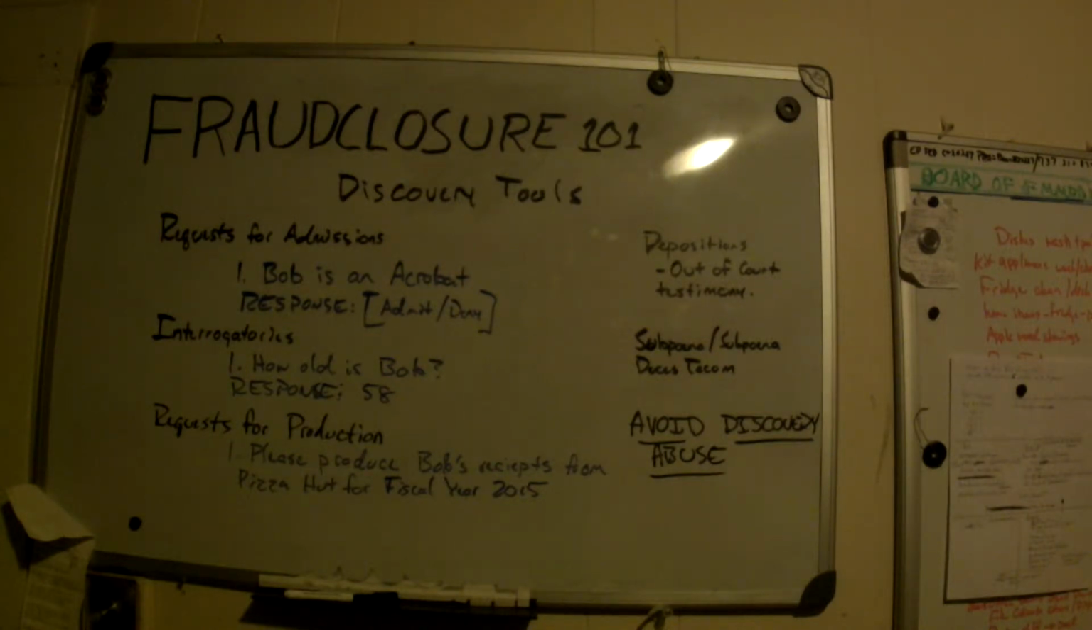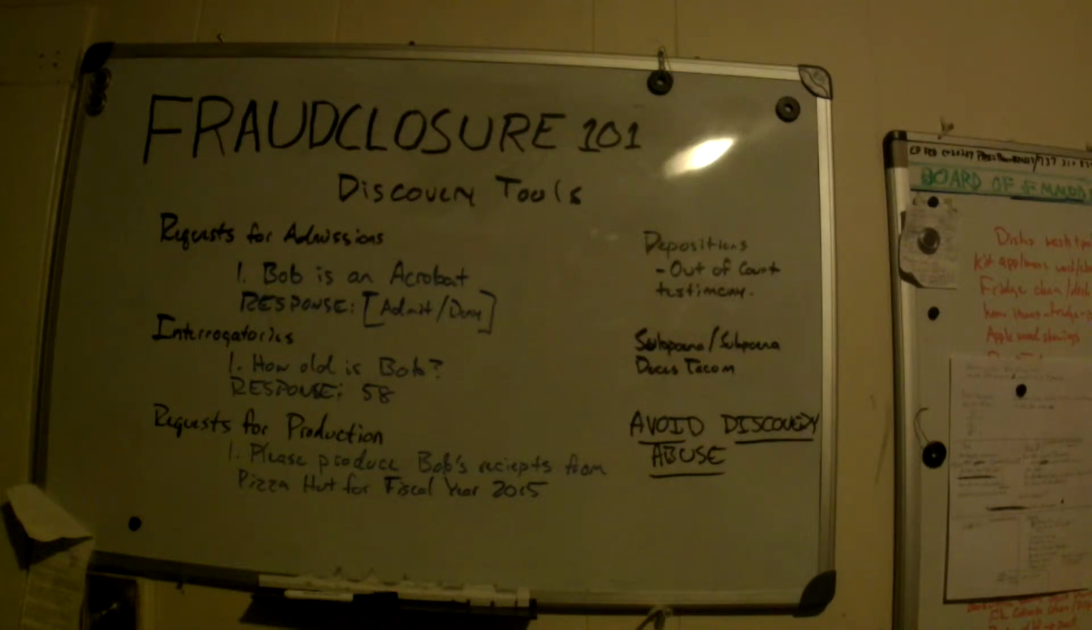Now, with that said, we have first one, requests for admissions. Requests for admissions are very simple. They're a statement that the opposing party can admit, deny, or object to on whatever grounds. Discovery objections are a different discussion, but basically, we're just doing this to familiarize you with the different possibilities for discovery that are out there. Requests for admissions will be numbered, and you'll have to provide a space for the other side to respond. Example, request for admission: Bob is an acrobat.